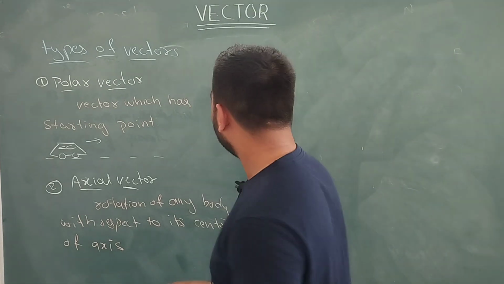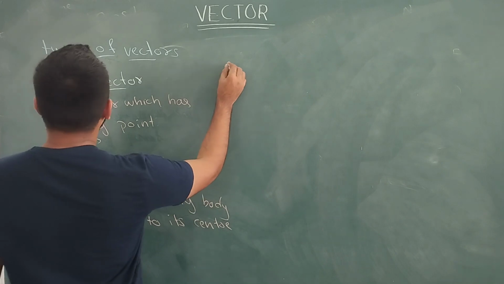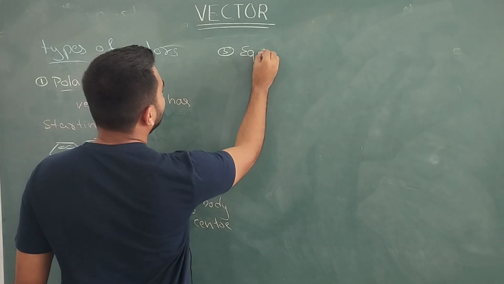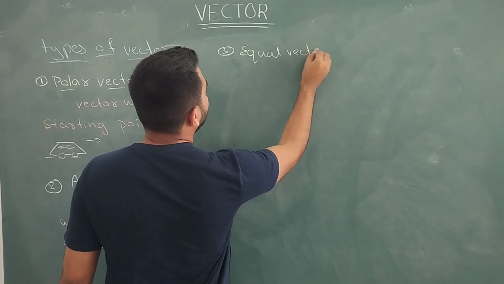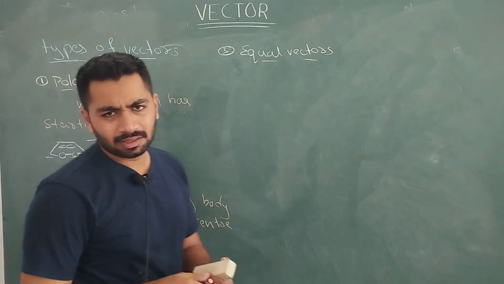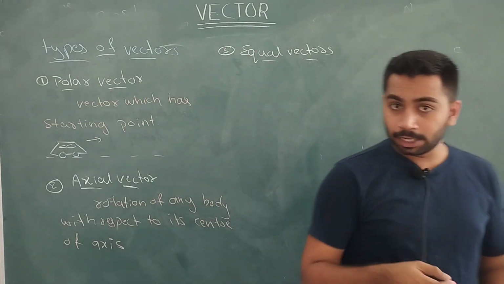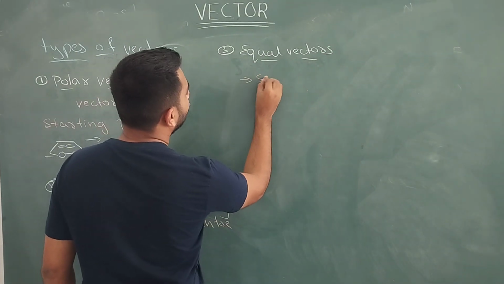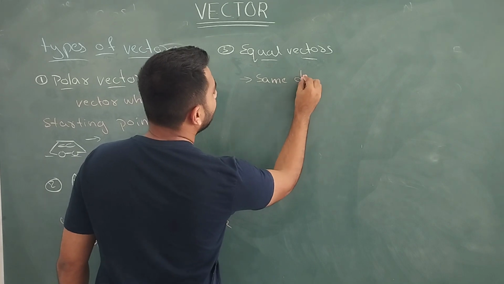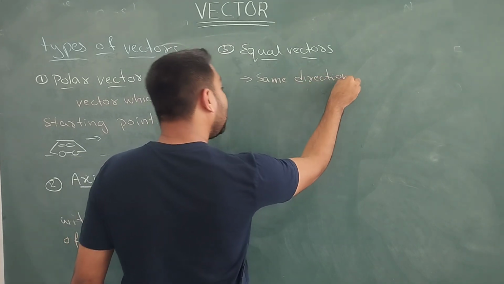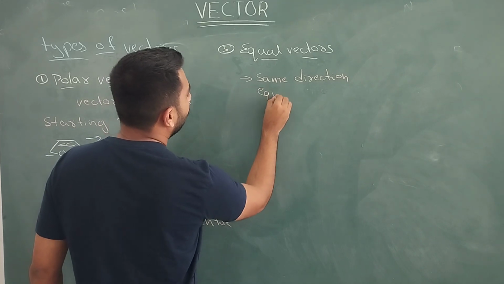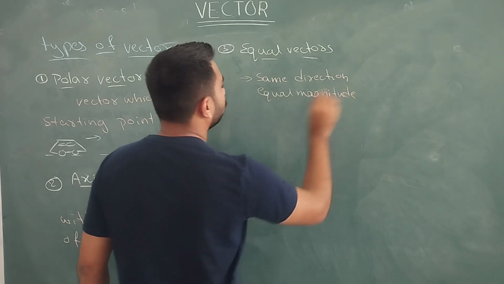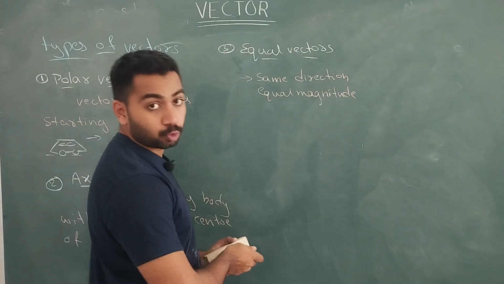Now the third one is also very easy. Let's say equal vectors. The name itself tells you: vectors which have equal magnitude and the same direction.